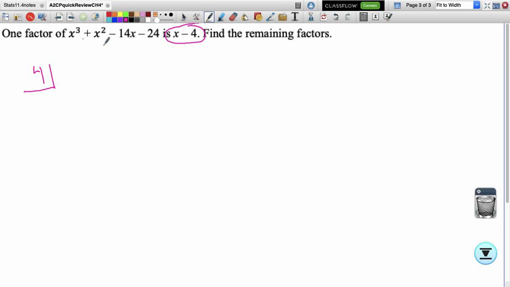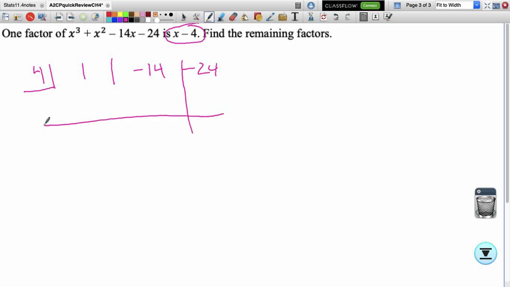I'm going to put all of my coefficients across the top here. I need to make sure all my powers are already identified in my function. So 3, 2, 1, and none, I'm good to go. So my coefficient here is 1, my coefficient here is 1, then -14, and then -24.